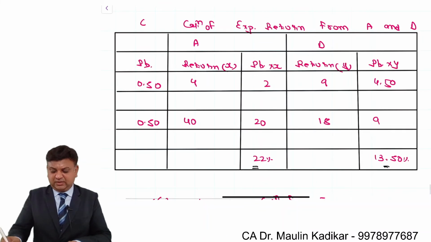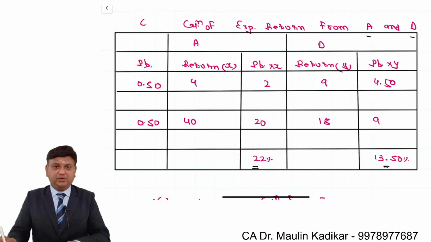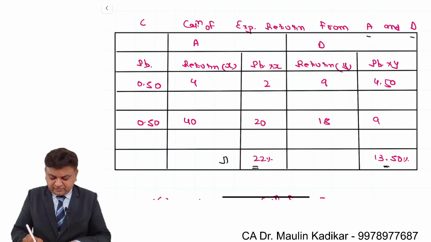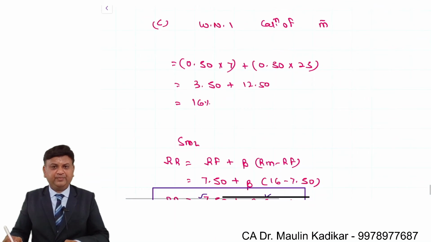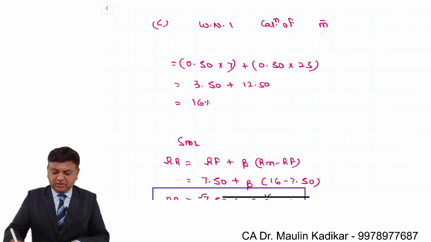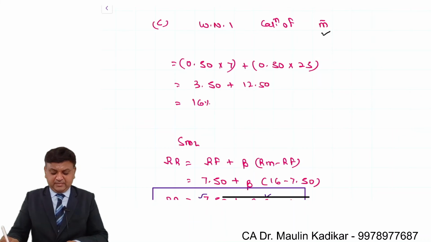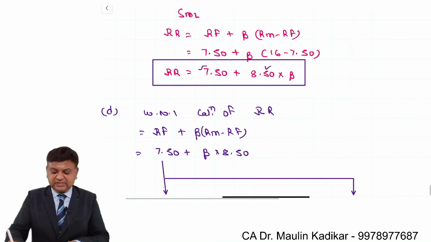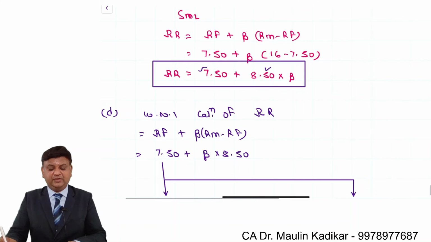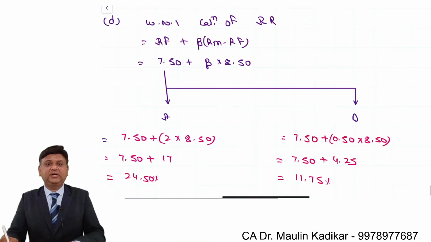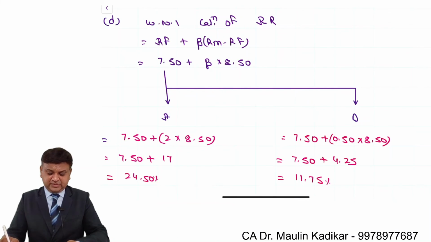Then the expected return, considering 50% chances of both the returns. So we have made the computation of A bar and we have made the computation of D bar. In the third part of the question, first of all, the return on the market portfolio, that is M bar, is found, and we have formed the security market line equation. Next is the calculation of the required rate of return, and for that we are required to form the security market line equation. Using that, we can compute the answer.